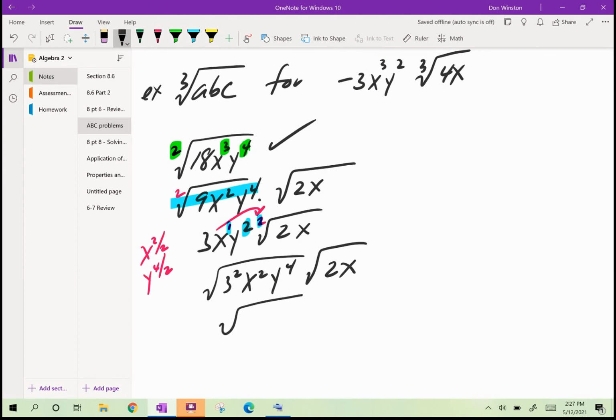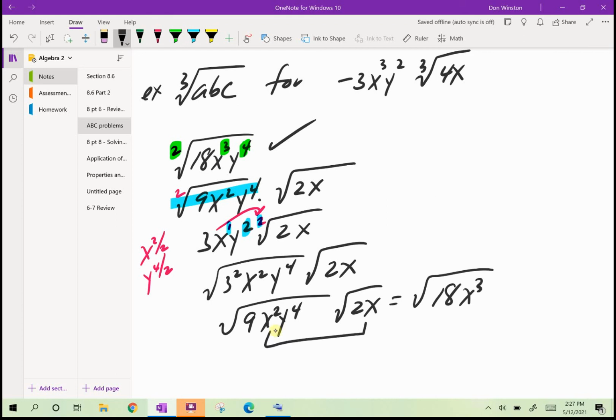And so that will be the square root of 9, and then x squared y to the fourth. If I multiply that by the square root of 2x, that will give me what I started with, the square root of 18x to the third. 2 and 1 is 3, and then y to the fourth. You see, that's what I started with. All right, so what we'll be doing is ABC problems. We'll want to figure out what's A, what's B, and what's C.